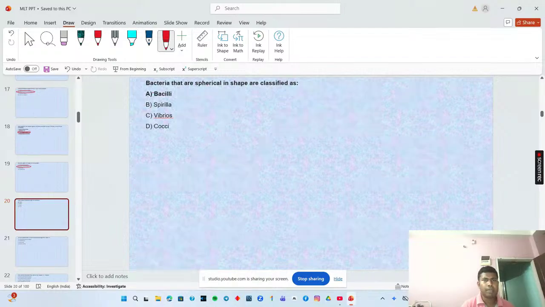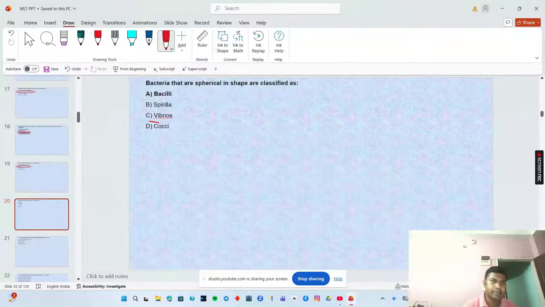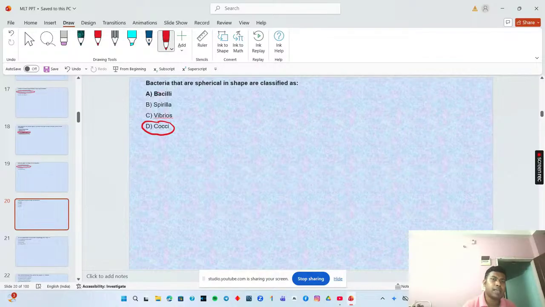Now, bacteria that are spherical in shape are classified as Cocci. Cocci are spherical in shape. Bacilli are rod shaped. Vibrios are comma shaped.